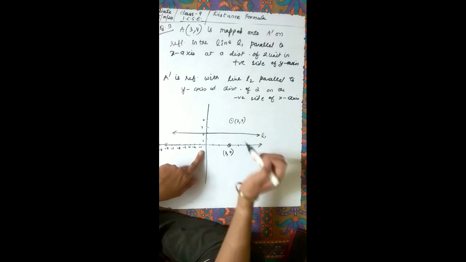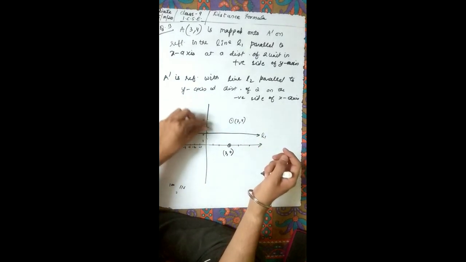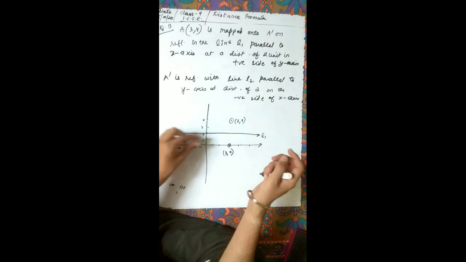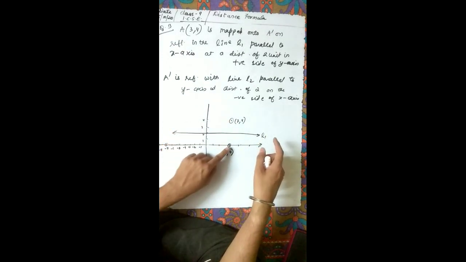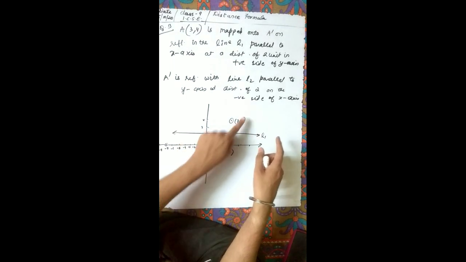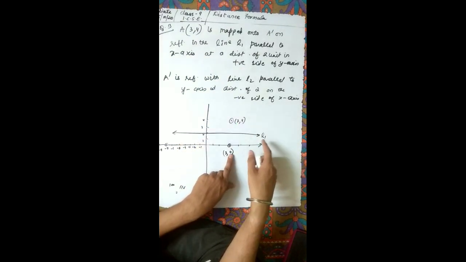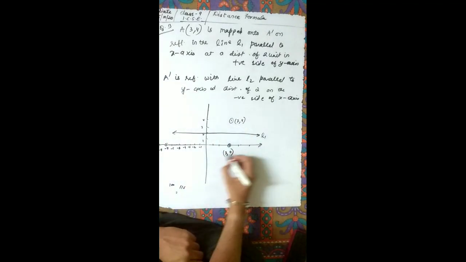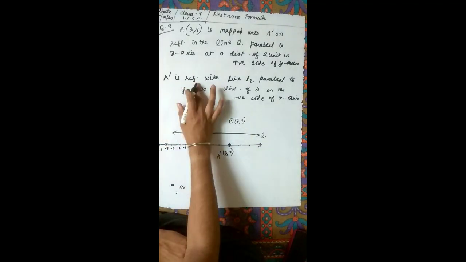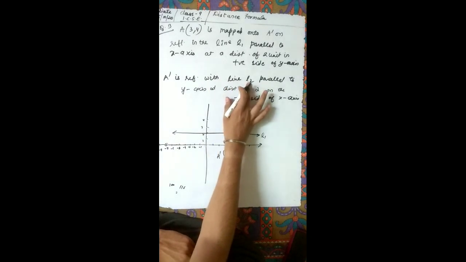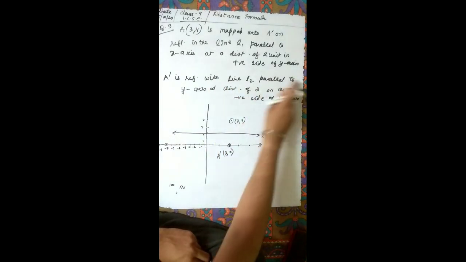Now how to reflect this? As we see, this is a distance of 2 units, so you need to count 1, 2. The x will be the same, 3, and your y will change, that is 0. Now let us call this A dash. A dash is reflected with line L2. You need to again reflect this, the line being parallel to the y-axis.